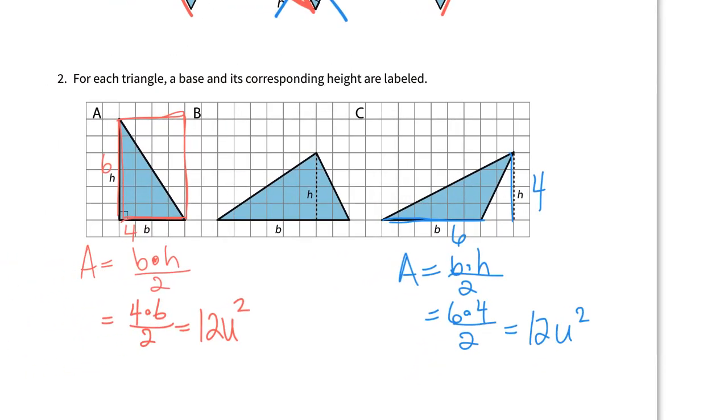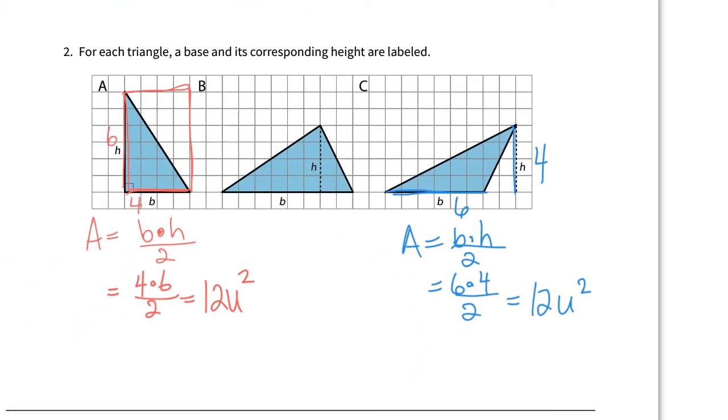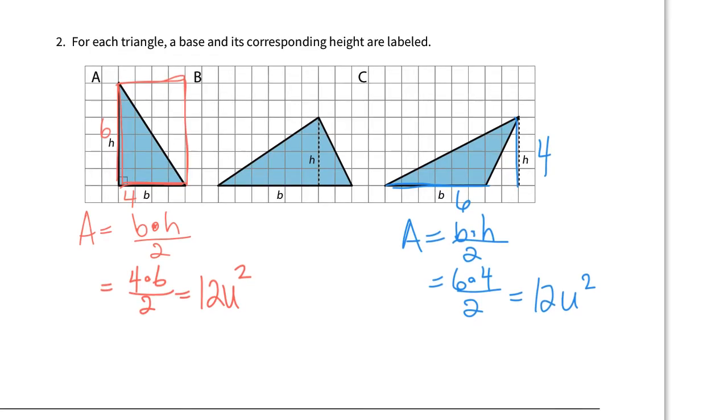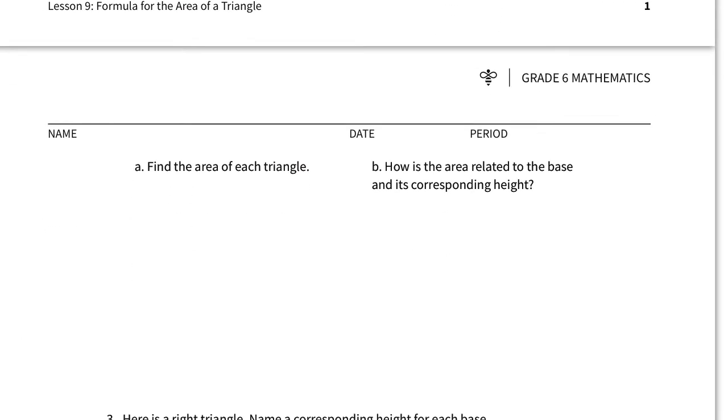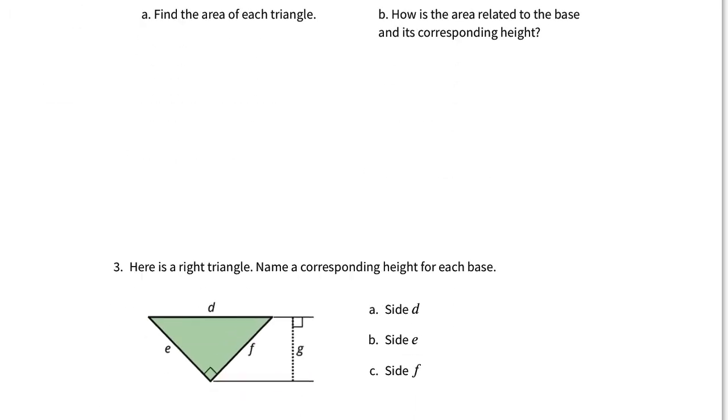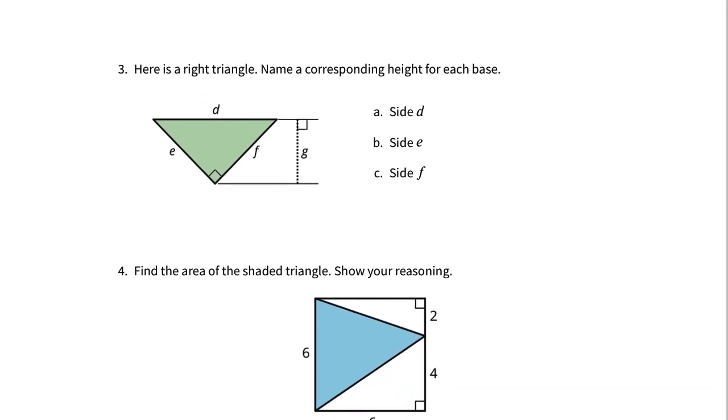That's a really cool set of problems. They're kind of showing you to look for patterns. That's really nice. We already talked about how the area is related to the base and its corresponding height. You multiply the base and the height together, you divide by 2, that gives you the area. So yay, we're done. So here's a right triangle. Name a corresponding height for each of the bases.